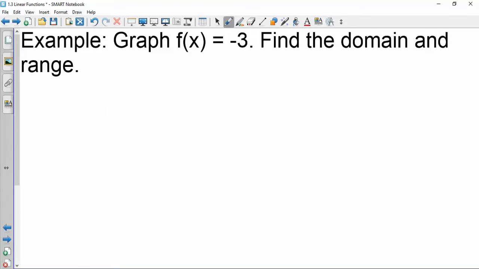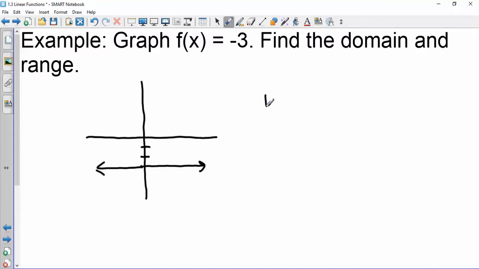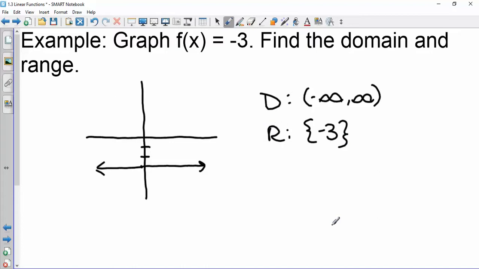There's your problem. Get to practice drawing your own graphs. All right, we know f of x is the same as y. So if it's just y equals negative 3, that's a horizontal line at negative 3. Domain, what x's do we hit? Negative infinity, positive infinity. Range, what y's? Just the negative 3.